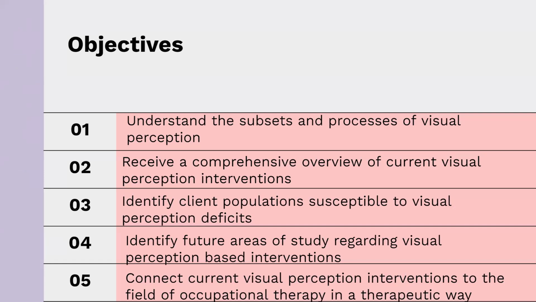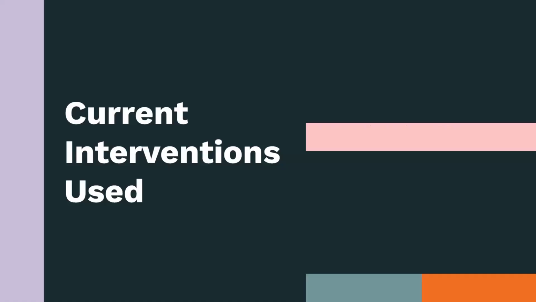So, starting off, I just had some objectives. Number one is to understand the subsets and processes of visual perception and which skills are going along with those. Number two, to receive a comprehensive overview of current visual perception interventions. Number three, to identify client populations susceptible to visual perception deficits. Number four, to identify future areas of study regarding visual perception-based interventions. And finally, number five, to connect current visual perception interventions to the field of occupational therapy in a therapeutic way.